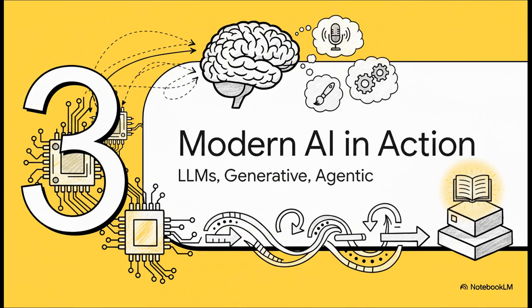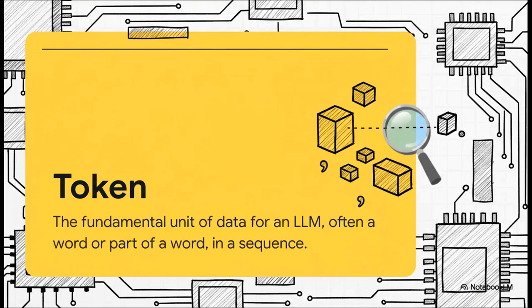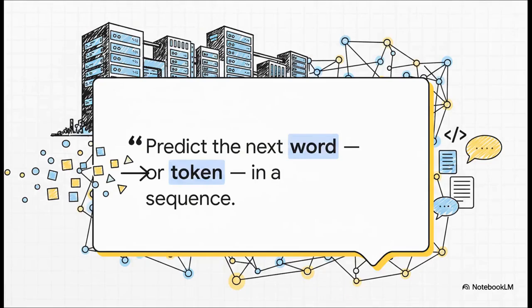And let's start with the big one, large language models, or LLMs. But before we can really get how an LLM works, we need to know its basic building block. And that's the token. It's how the model sees language. Now, a token isn't always a full word. It can be a piece of a word like engineer and ing, or it could just be a single piece of punctuation.